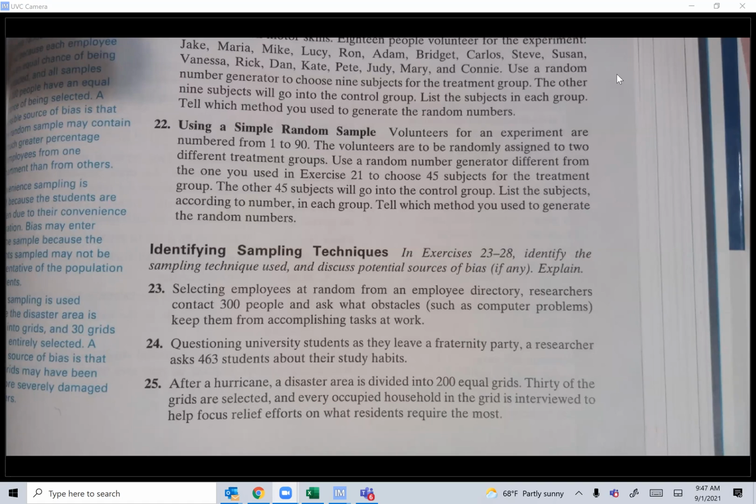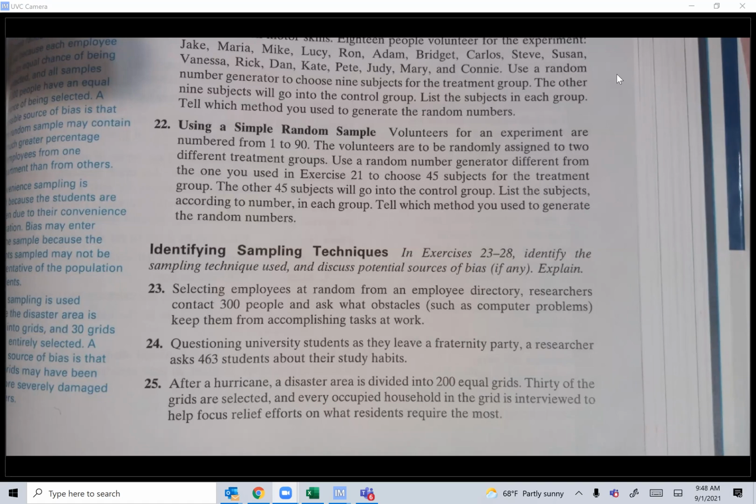Simple random sample, yes. And the key word for you guys to catch is random. It says random. That's a good word in statistics. Let's see, 24. Pay attention to 24.